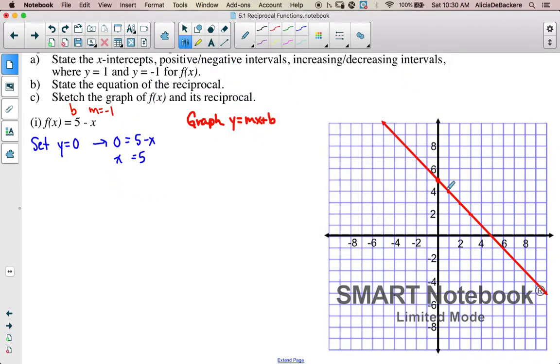We need our positive and negative intervals. And so this is where I think it's a lot easier. Now I can see that the graph is positive or above the x-axis. The y values are positive when x is less than 5. The graph is negative or below the x-axis. That means the y values are negative when x is greater than 5. Right? And I'm not seeing an equal to here because at 5, I'm not positive or negative.